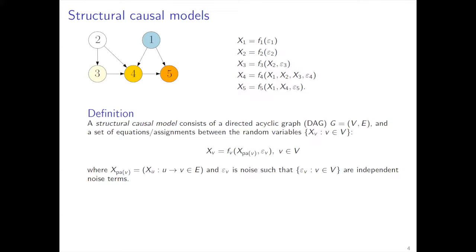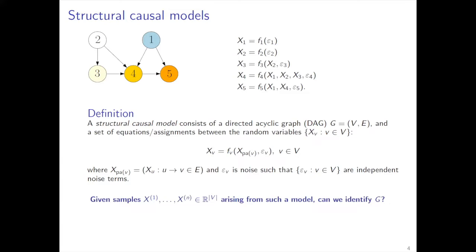In general, the definition of a structural equation model or structural causal model is that it consists of a directed acyclic graph. Here we'll start without cycles. There are no directed cycles. I call this a DAG, and this will appear in many slides. So DAG means a directed acyclic graph with vertices V and edges E. We have one random variable xv at each vertex, and then we have equations or assignments that say variable xv is some function fv of its parents and the noise. Again, the parents are all vertices that point directly to the node v, and epsilon v is the noise, and these are independent noise terms. All right.